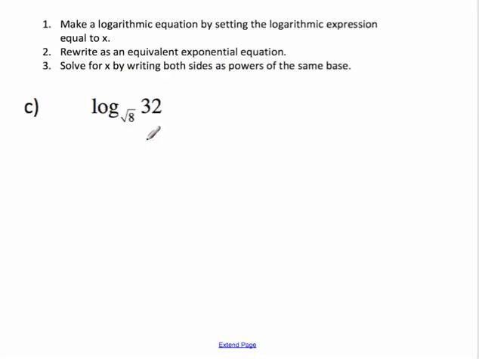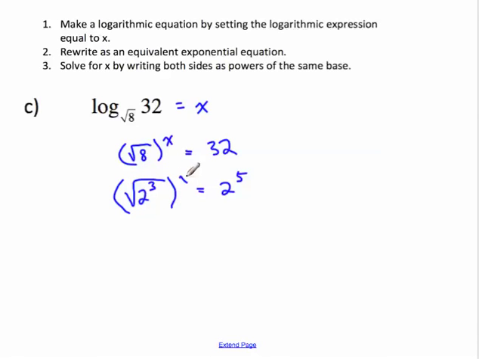Let's do another example. Log base square root of 8 of 32. Again, we're going to set it equal to x, and then we're going to rewrite it as an exponential equation. Again, we're going to choose a base of 2, because 8 is a power of 2, 32 is a power of 2, so that seems like a good choice. 32 is equal to 2 to the power of 5. 8 is equal to 2 to the power of 3. That's still under the square root sign, and that's raised to the x.